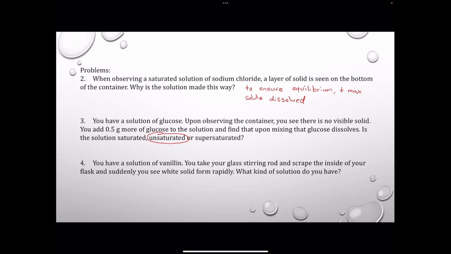And then our final problem, we have a solution of vanillin. We take our glass stirring rod and we scrape the inside of the flask, and suddenly we see white solid form rapidly. What kind of solution do we have? We had something that looked like we had everything dissolved. We scraped it, which is an agitation, and suddenly we get precipitation. That is a supersaturated solution.